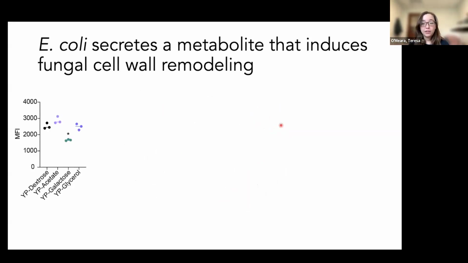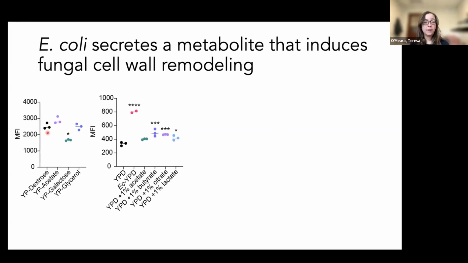We also tried different carbon sources. And again, if we grow the Candida in dextrose, acetate, galactose, or glycerol, we don't see that induction of cell wall remodeling, compared to this YPD control. And then if we add these different short-chain fatty acids that are sometimes known to be byproducts of bacterial metabolism, including acetate, butyrate, citrate, or lactate, we see some cell wall remodeling, but not to the level of the conditioned media alone.